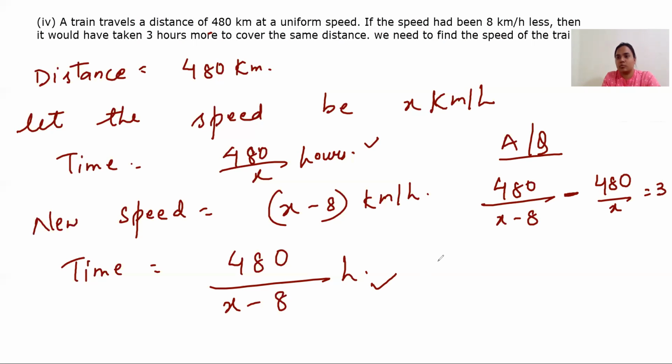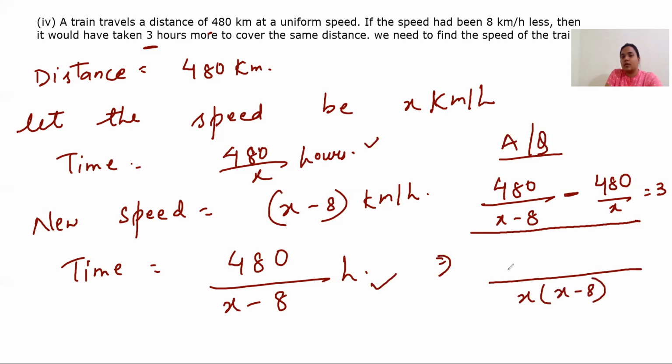I told you in the previous question also, whatever is given, that only we find in terms of x. In this case, the difference between the times has been given. So we also found the difference between the times in terms of x. We found this and we equate it with 3, whatever was given. We can solve this equation by taking the LCM. The LCM will be x minus 8. So 480x minus 480 times x minus 8 is equal to 3.